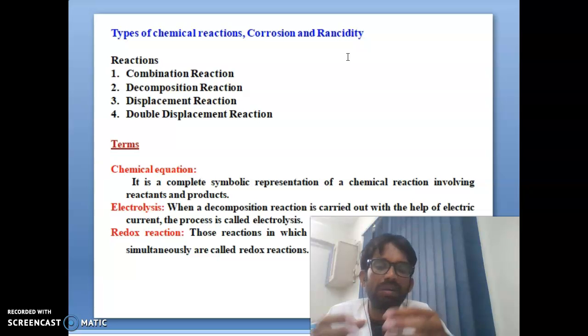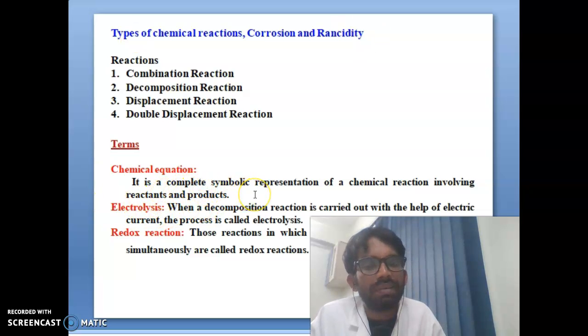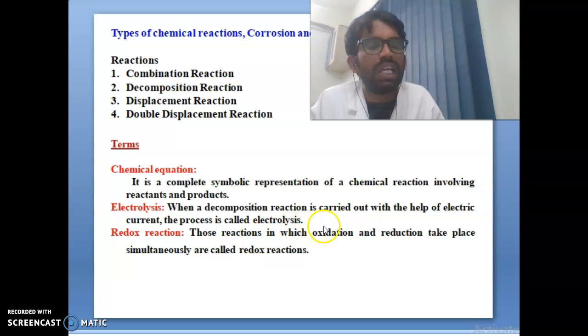You can see a few terms especially in chemical reactions. What is a chemical equation? It is a complete symbolic representation of a chemical reaction involving reactants and products. Then, what is electrolysis? When a decomposition reaction is carried out with the help of electric current, the process is called electrolysis.